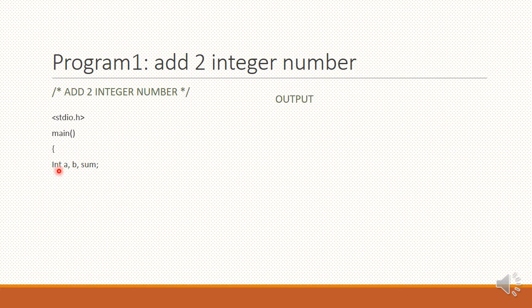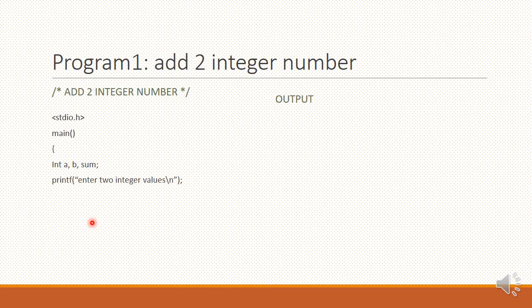So here, int a, b, sum, because till now we have taken only two variables, a and b. After addition, where should the answer be saved? It should be saved in the sum variable. That is why you have to take another variable called sum. Any variable name you can take.